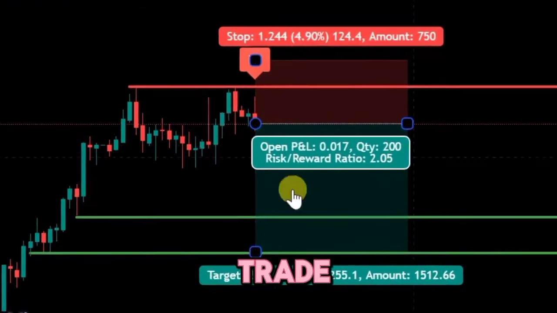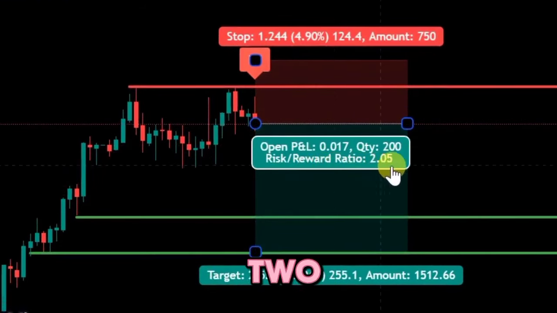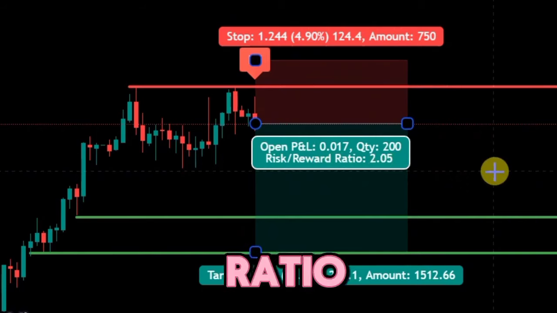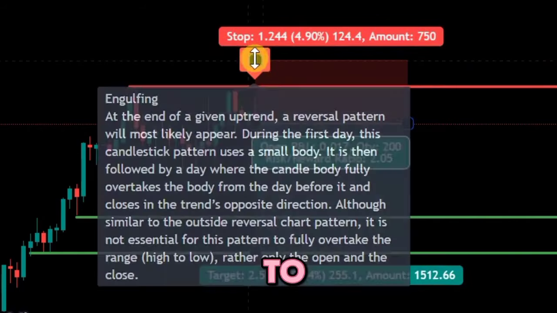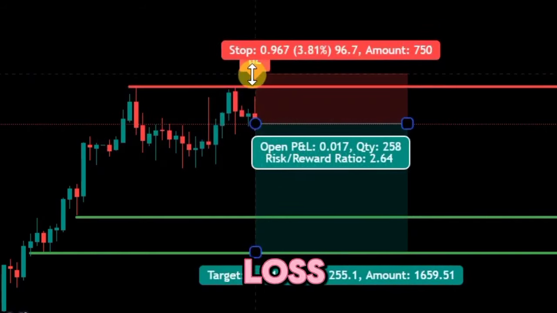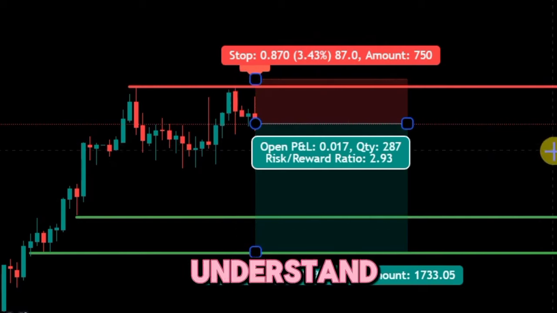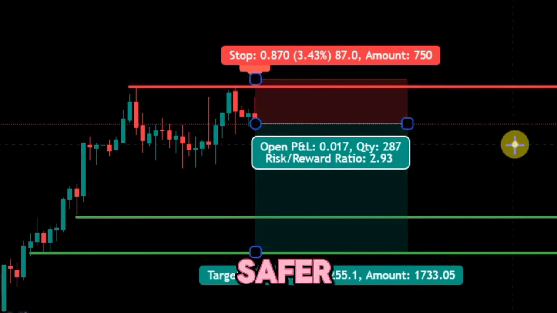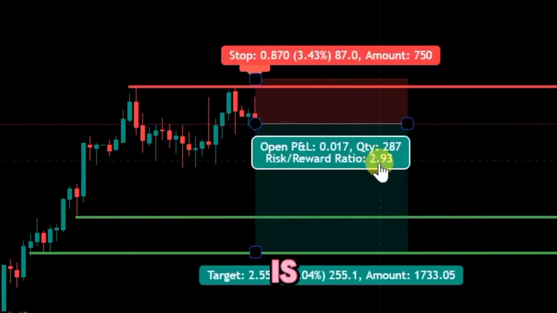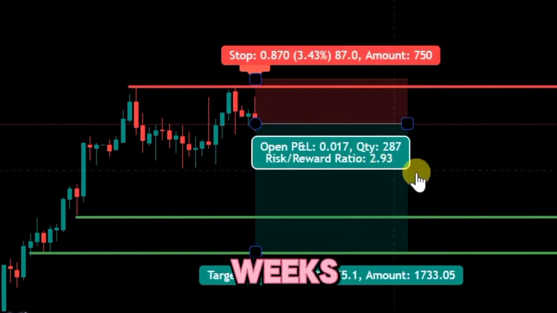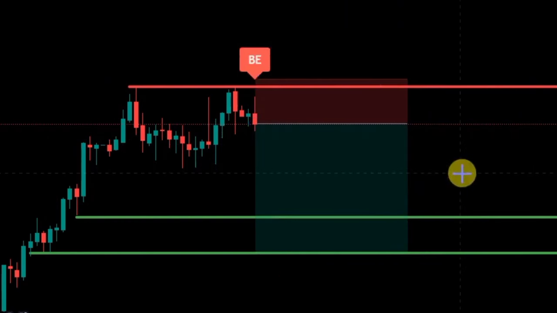So this trade is a 1:2.0 risk to reward ratio. Not 1:2, because we are yet to adjust our stop loss. Now, the truth of the matter is, I would advise your stop loss to be slightly above the liquidity price point area, in order to be on the safer side. So as you can see, this trade is a 1:2.9 risk to reward ratio. So let's wait and see how the trade plays out.